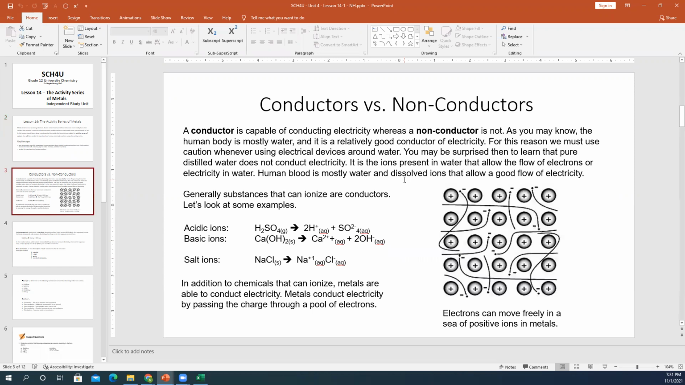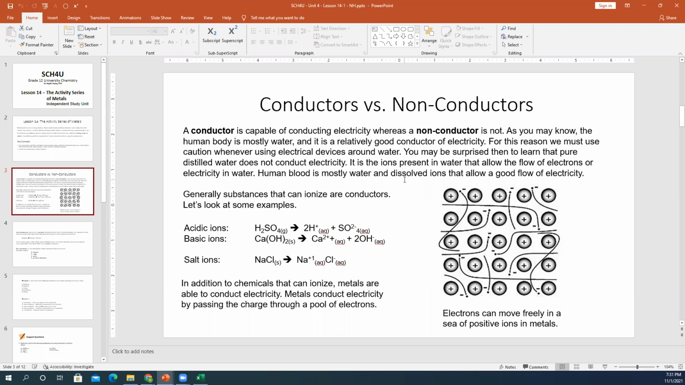Let's talk about conductors versus non-conductors. A conductor is something that is capable of conducting electricity, whereas a non-conductor, as you can imagine, is something that does not conduct electricity. So if you can think of the human body is mostly water, and it's a relatively good conductor of electricity. For this reason, we have to be careful when we're using electrical devices around water when the conditions are wet.